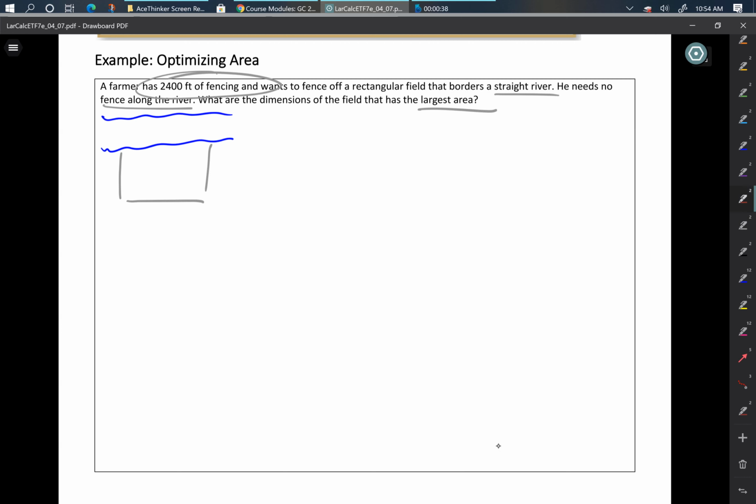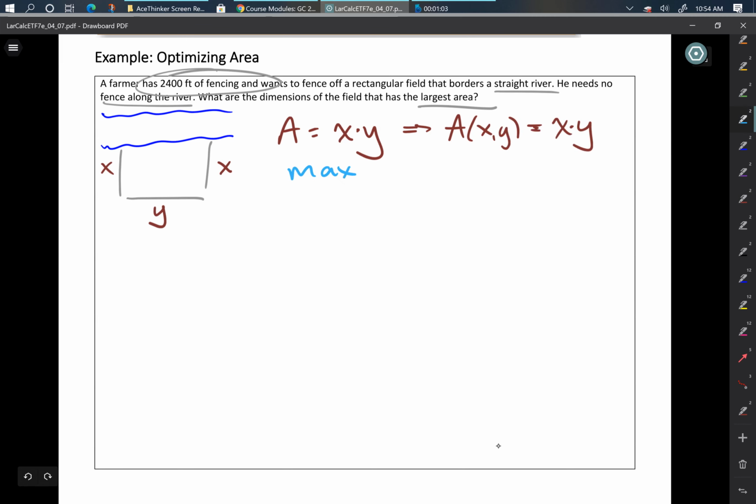Okay. Because it's rectangular, whatever this side is, I'm going to call it X, is going to be that side. And this side over here, I don't know, so I'll call it Y. And I know that the area of that region is going to be X times Y, or more correctly, I should say that the area function has two independent variables. So A of X, Y is equal to X times Y, and my goal is to maximize that area function.